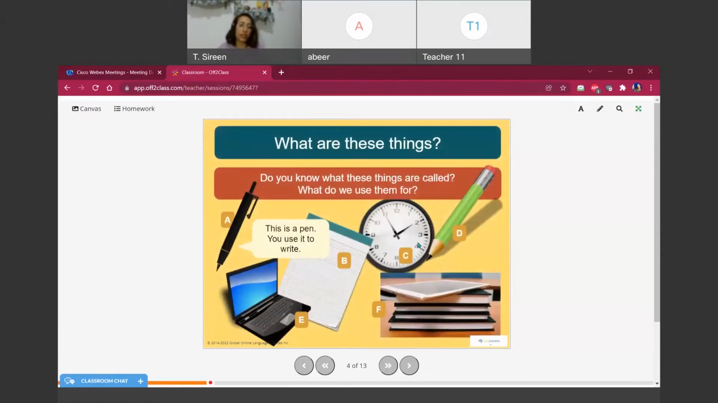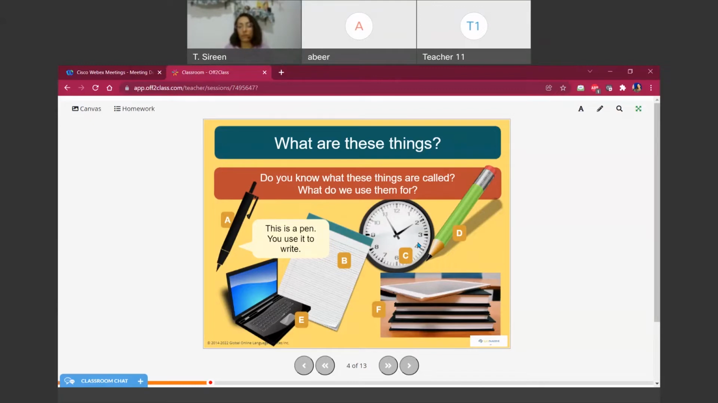What are these things? Do you know what they are called, what do we use them for? A, what is it? Pen. So we use it to write. Okay, what about B? These are notes, and why do we use them? To write. Okay, C? Watch or a clock. And why do we use it? We use it to know the time.